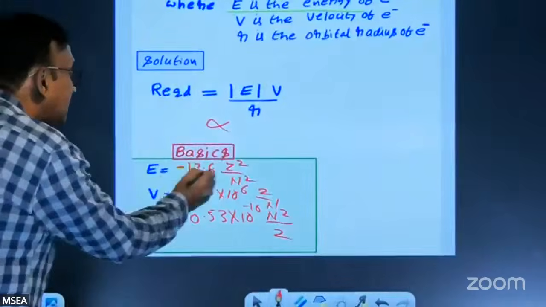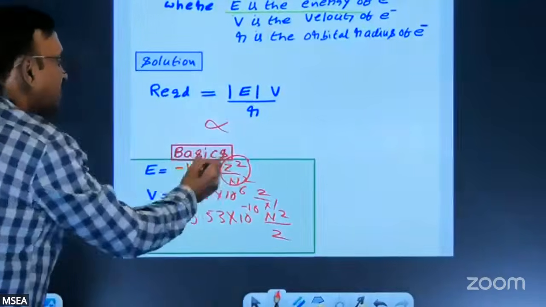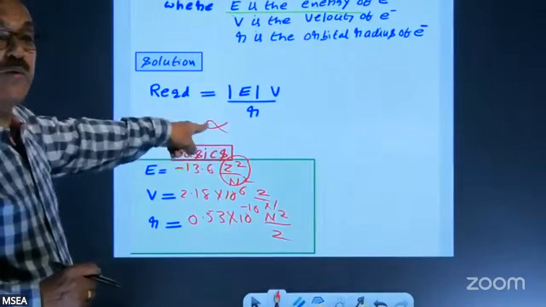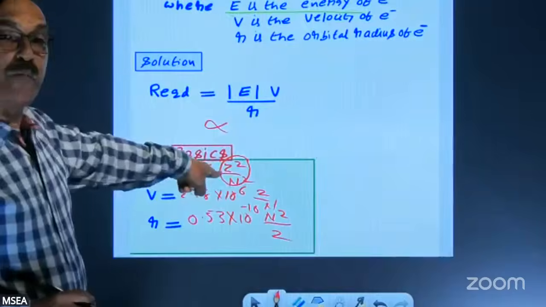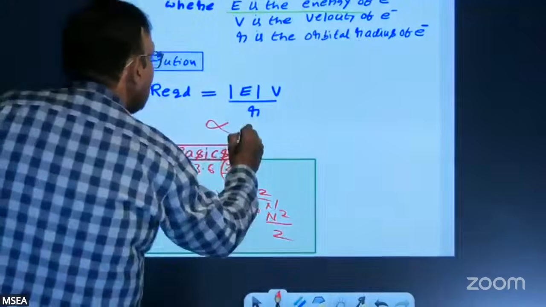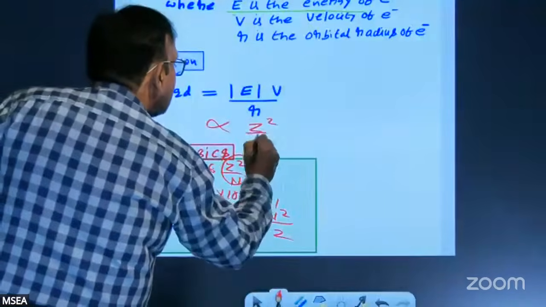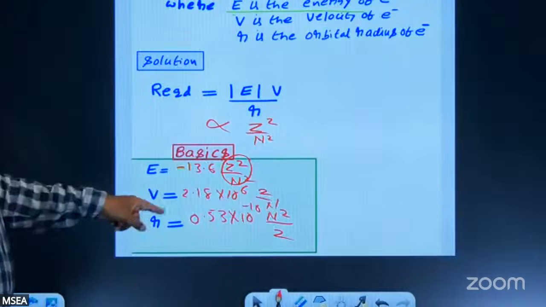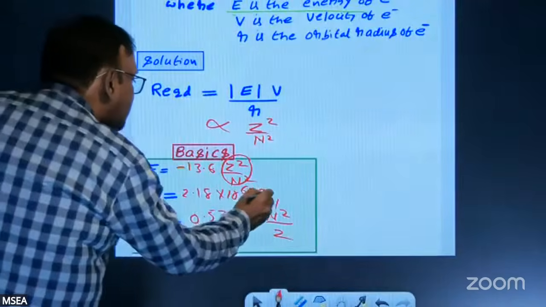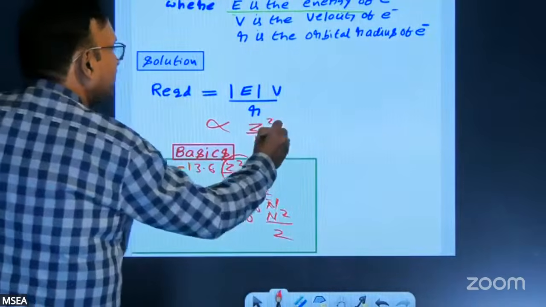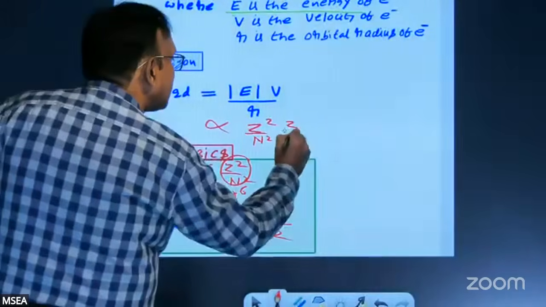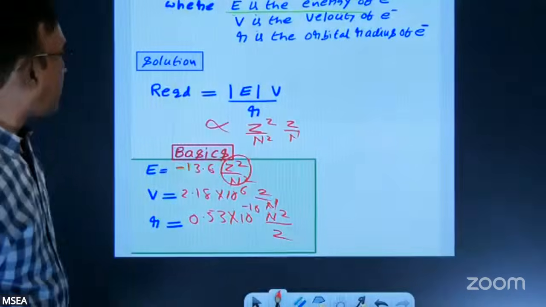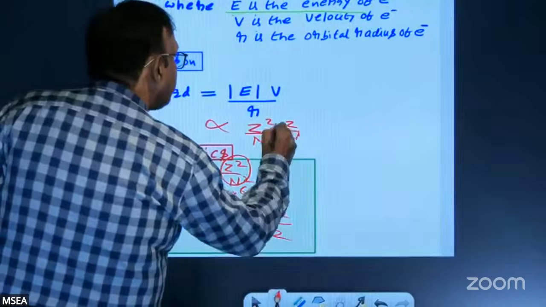And you know that energy is directly proportional to z square by n square. 13.6 is a constant there, so I can remove the constant by the proportionality sign. In place of energy, you simply write proportional to z square divided by n square. What is the velocity of electron? Velocity of electron is directly proportional to z by n. The constant term you replace by the proportionality sign, z divided by n.